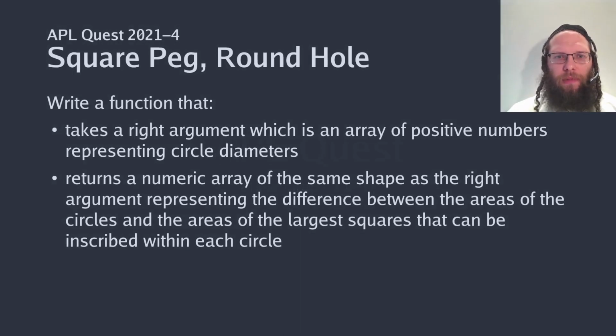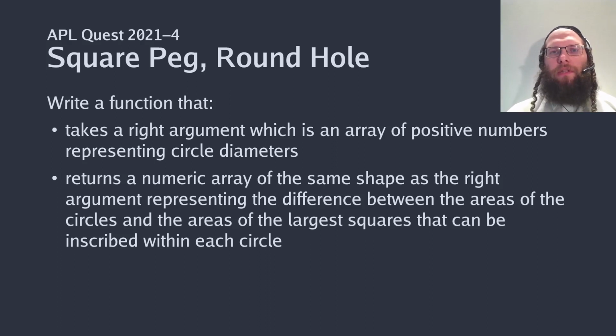Hi. Here we are to find the difference in area between a square that's inscribed inside a circle and the outer circle. So it's actually the outer circle's area minus the inner square's area. And there's not much to figure out here with regards to algorithm.